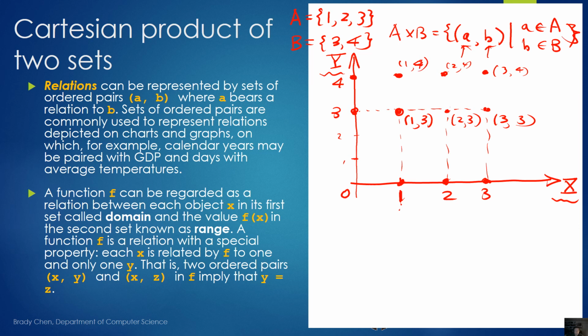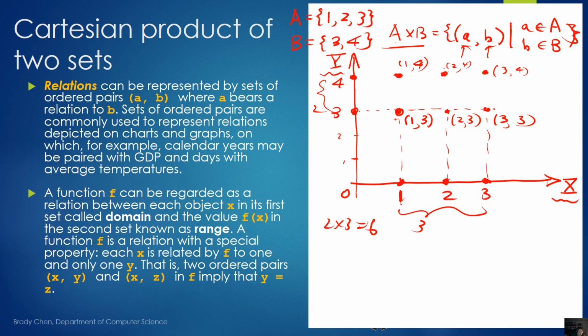Okay. So for the Cartesian product of A and B, there are 6 elements. A contains 3, B contains 2. So A times B, the Cartesian product of A and B, contains 2 times 3, which is 6. It's actually all the combinations of elements from A and the elements from B.